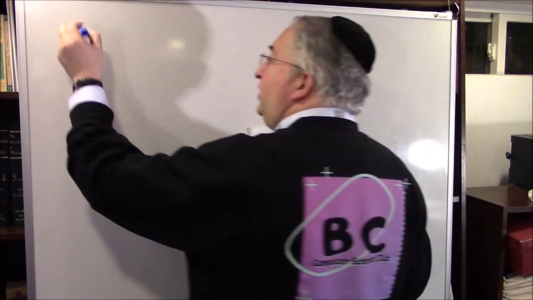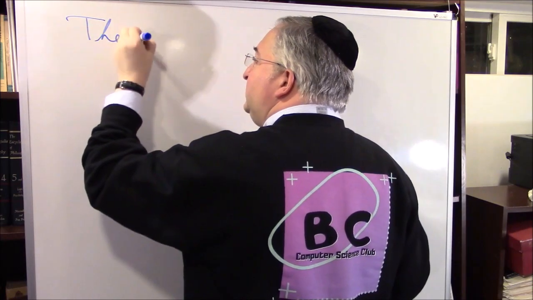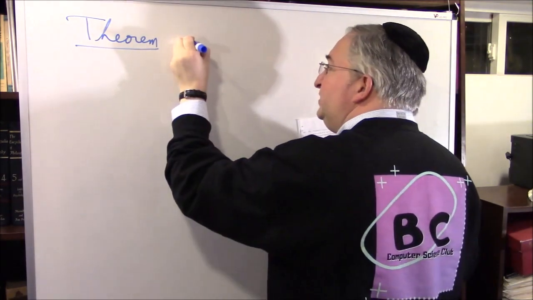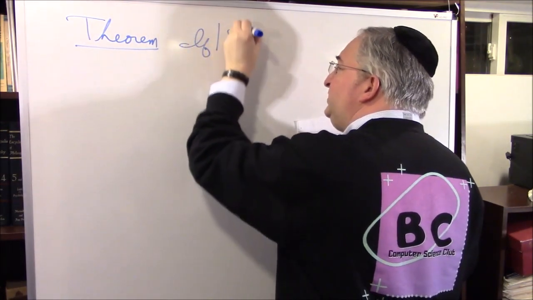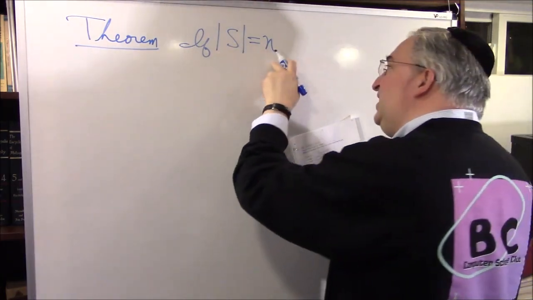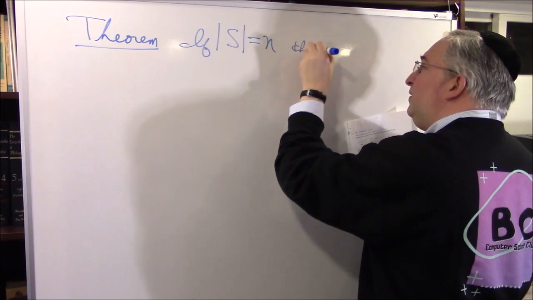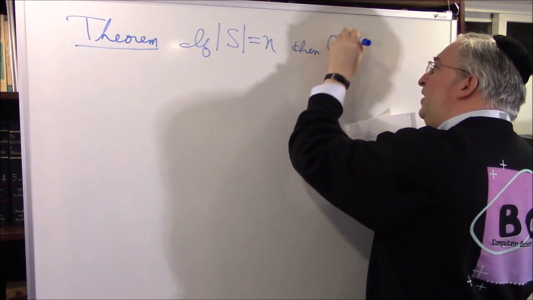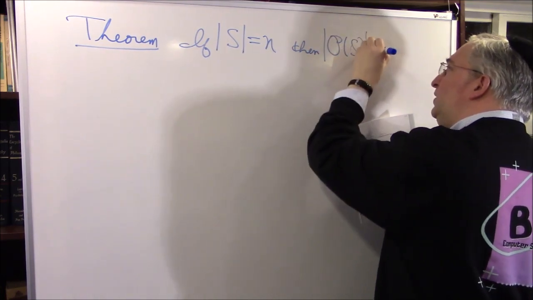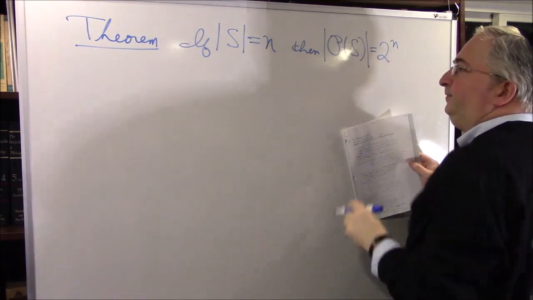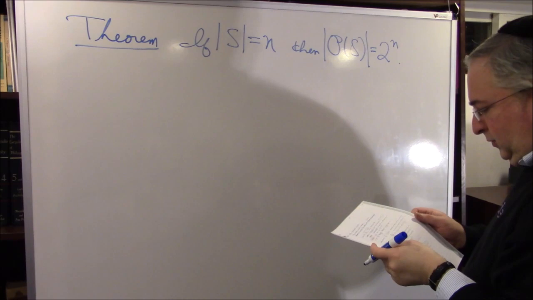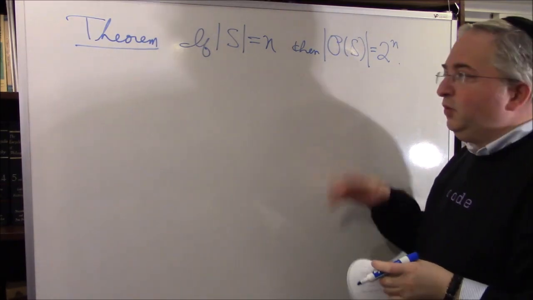So, here's another theorem. We did this in class, the first week of class. It says as follows: if the number of elements in a set S is n, then the number of elements in the power set of S is equal to 2 to the n.